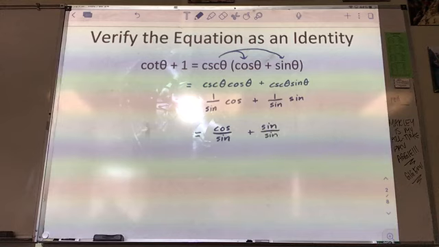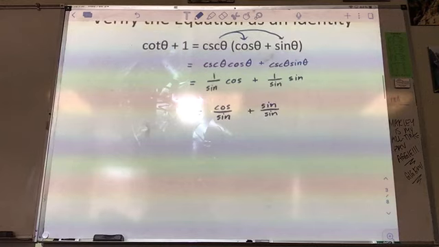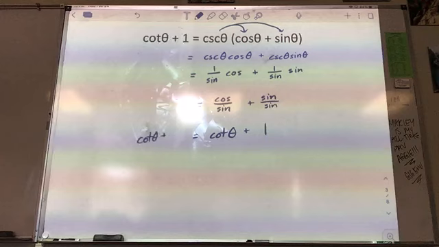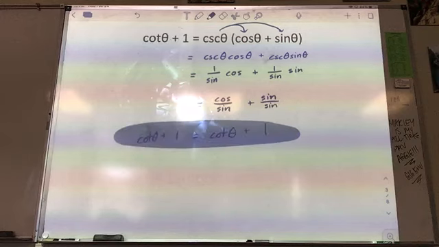If you know your sheet, hopefully you're seeing this actually turn into the left side right now. If you look at that first fraction, what is that first fraction the exact same thing as? Cosine over sine turns into cotangent. And what is sine over sine? 1. So cotangent of theta plus 1 equals cotangent of theta plus 1. There we go. That's what we're doing. We're trying to make the sides look like each other.